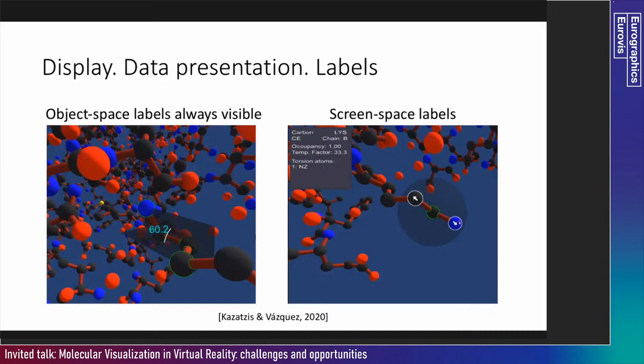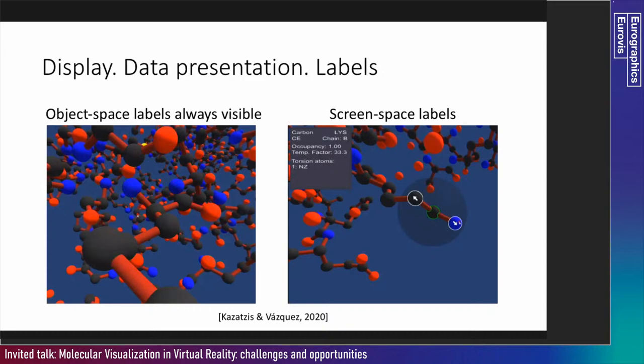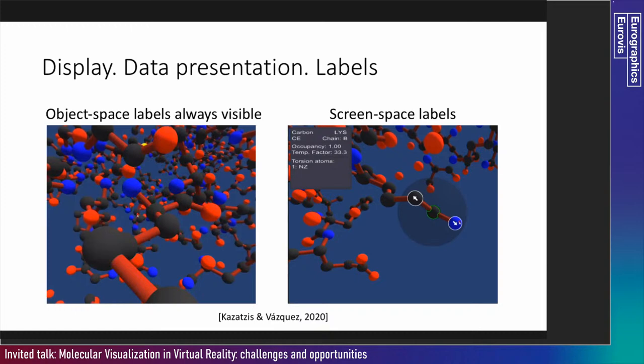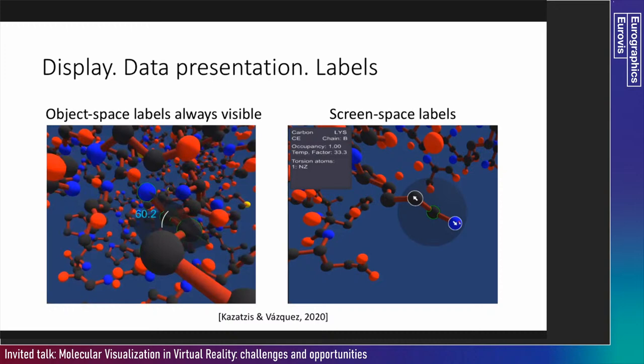So for labels, typical strategies that have been developed are, for example, object space labels, which are always visible. These have the advantage that if we put them in front of the objects, we can always see them. But if they are large, I mean, instead of representing just a single number here, they can occlude a lot of geometry. Another possibility is to use a screen space label, so we ensure that there's also no occlusion. We don't have positioning problems, but again, they may occupy a lot of space.